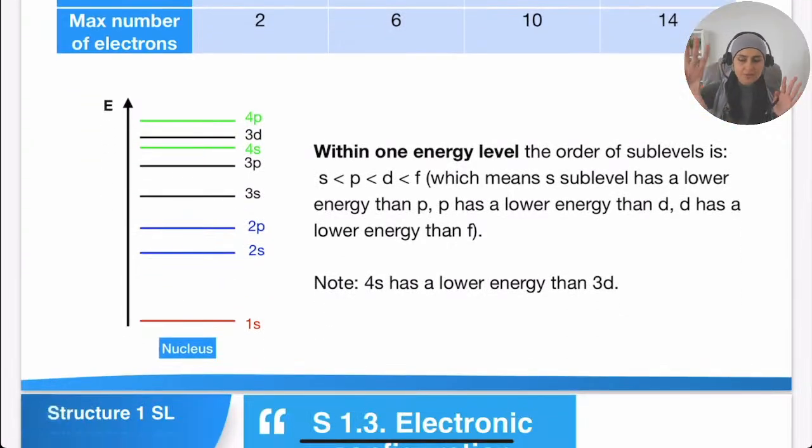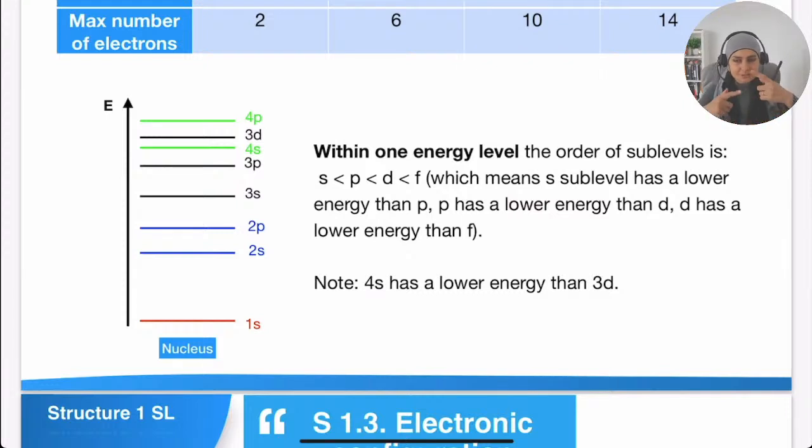If we look at how this works, level 1 has only one subshell, 1s. The blue one is level 2. Level 2 is higher than level 1. It has 2 subshells, 2s and 2p. Level 3, the black one, has 3 subshells, 3s, 3p, 3d. Level 4 would have 4 subshells, which I didn't write here: 4s, 4p, 4d, and 4f. Within one energy level, the sublevels always go in order of s, p, d, f. So s would always have the lowest energy in that level, p higher, d higher, f higher, if it's even there.